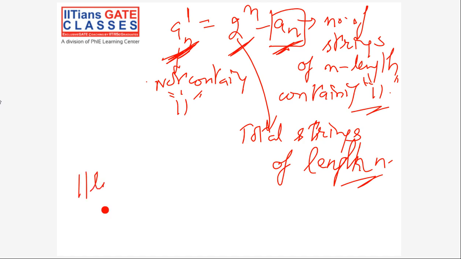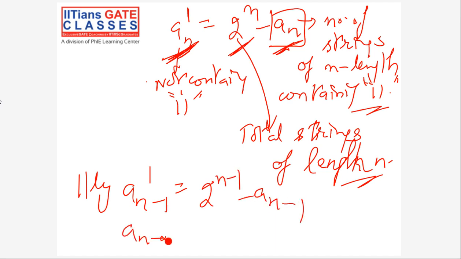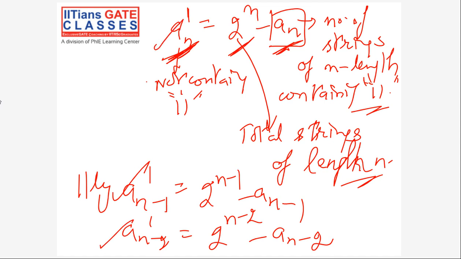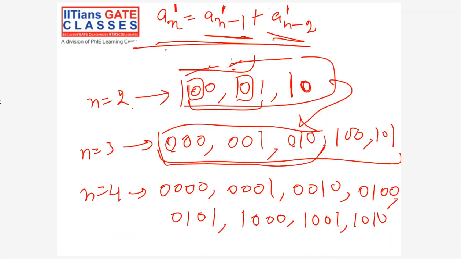Similarly, I write an minus 1 dash is equal to 2 raised to power n minus 1 minus an minus 1, and an minus 2 dash is 2 raised to power n minus 2 minus an minus 2. I'll use these values and substitute them in the equation I had here. Let me just try and substitute the values.